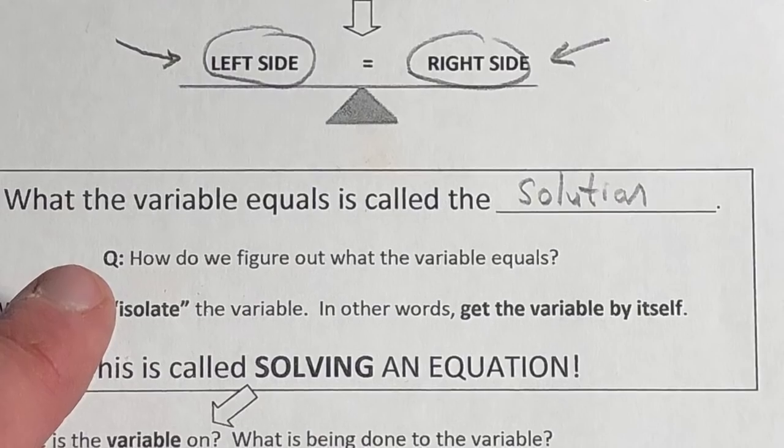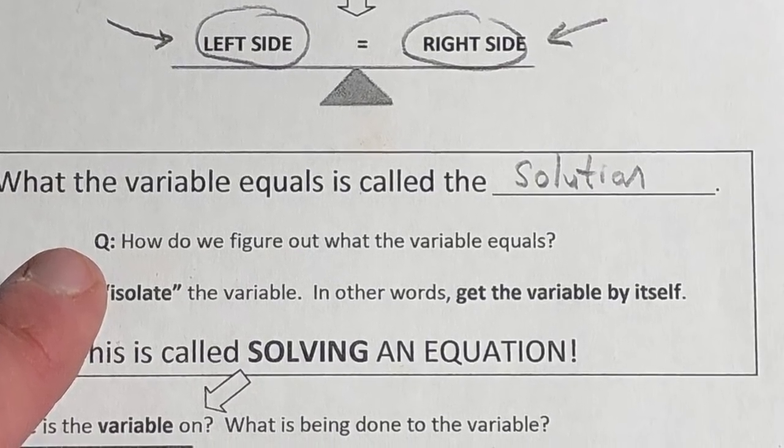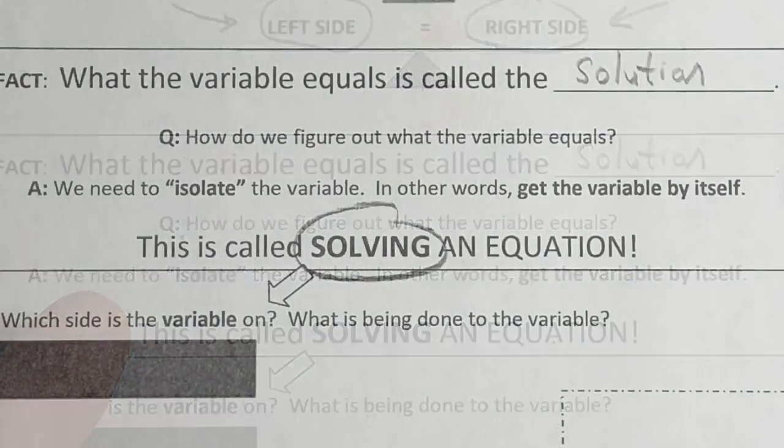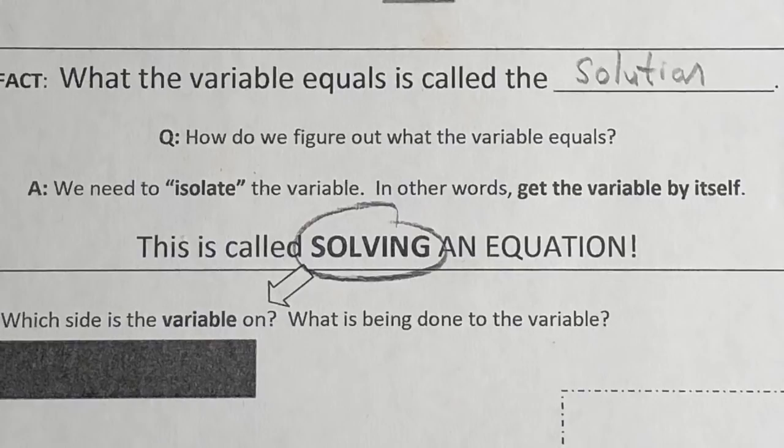So we ask the question, how do we figure out what the variable equals? And the answer is, we need to isolate the variable. In other words, isolate means to get the variable by itself. This is what we call solving an equation.